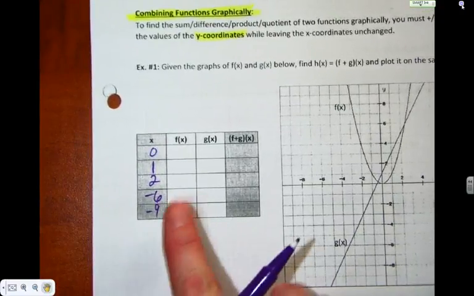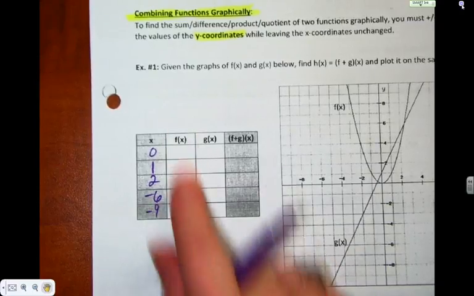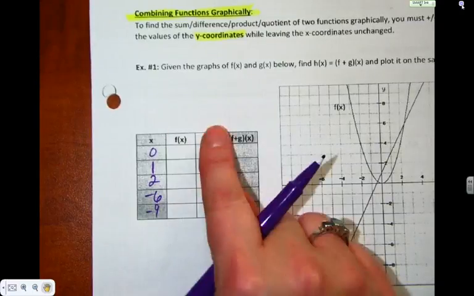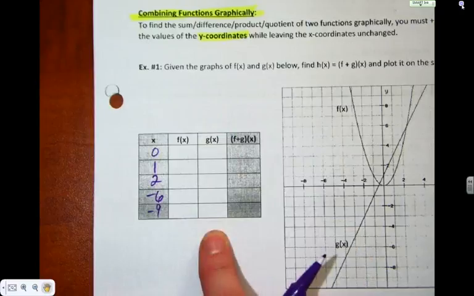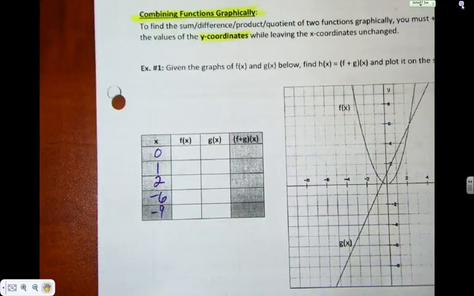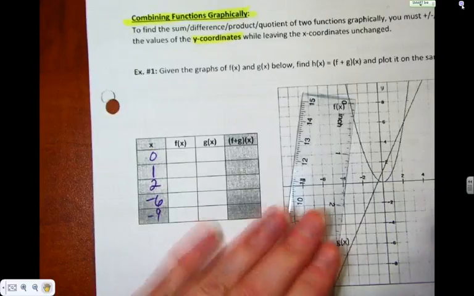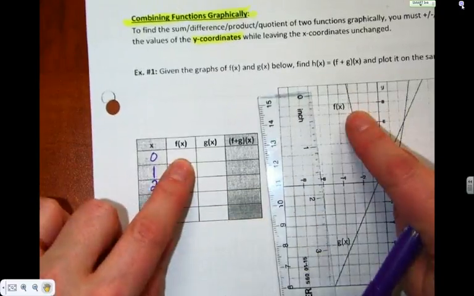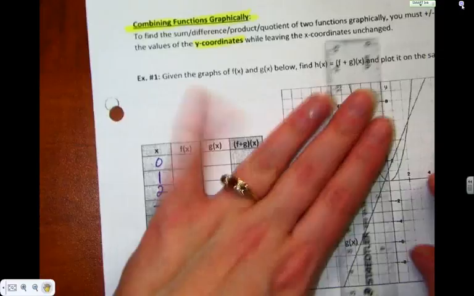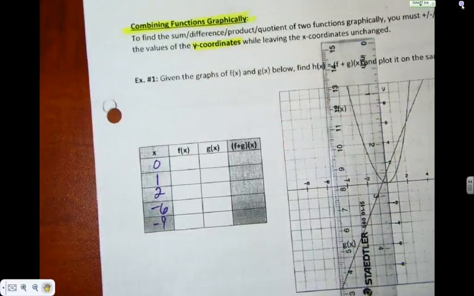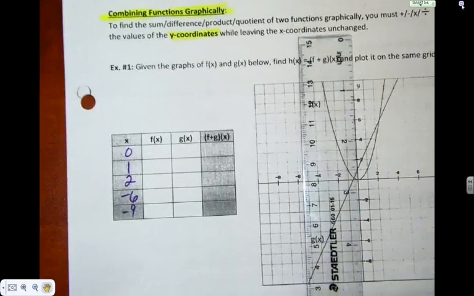What we're going to do first is find what are the corresponding y coordinates on the f of x function. What are the corresponding y coordinates on the g of x, and then we're going to add them. So I'm a ruler person. If you like doing rulers before when we did transformations, you might want to join me on this. So f of x is labeled as the parabola. 0 means we're putting where the x equals 0, and we want to know what's the corresponding y coordinate on the parabola.